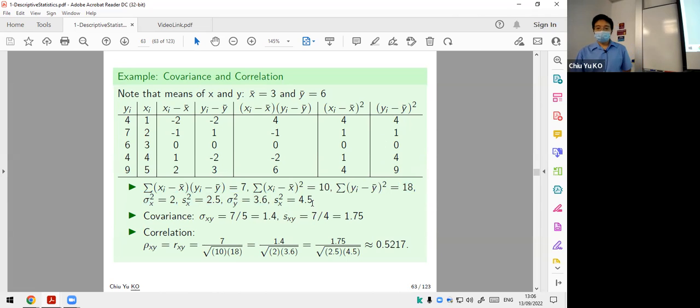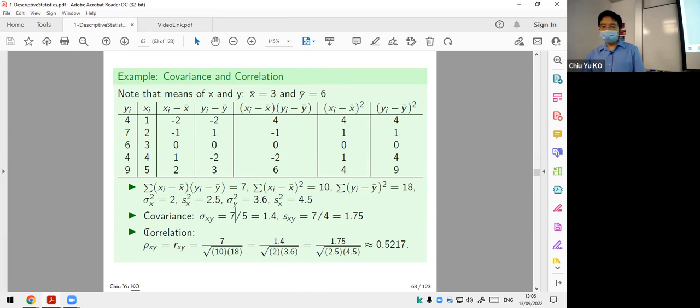Okay. Now, finally, we calculate covariance and correlation coefficient. Covariance is rather simple, right? It's just this guy, 7, divided by how many of them? 5, right? If you divide it by n minus 1, which is 4, that will give you the sample version. Okay.